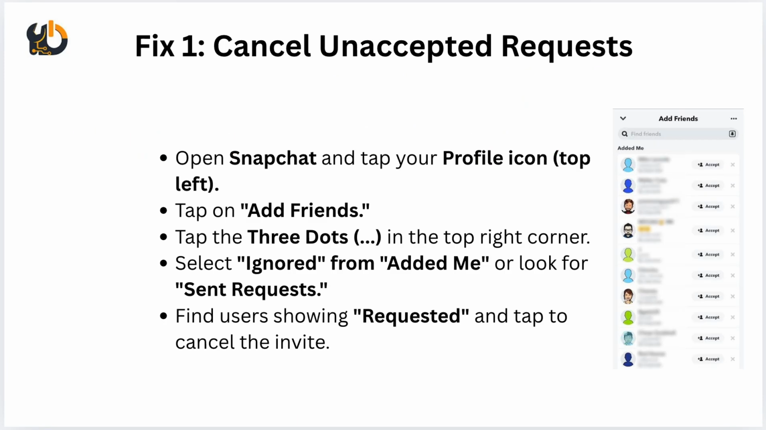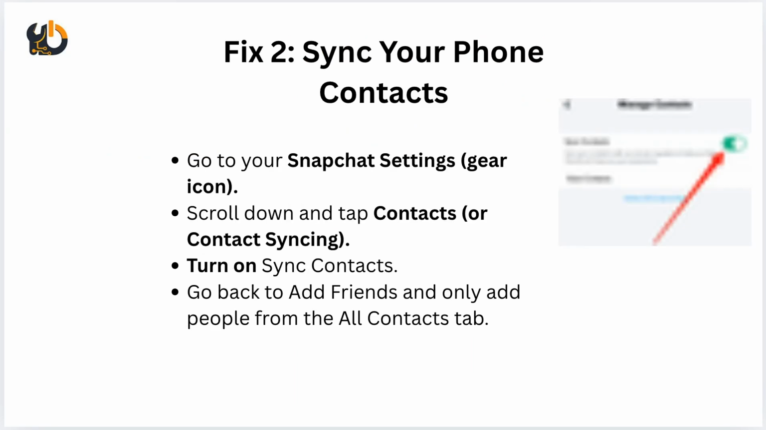So fix one is cancel unaccepted requests. Open Snapchat and tap your profile icon, then tap on Add Friend. Tap the three dots in the top right corner, then select Ignored From Added Me or Looked For Sent Requests. Find users showing Requested and tap to cancel the invite.